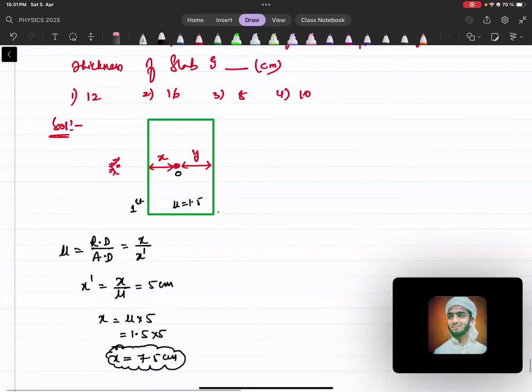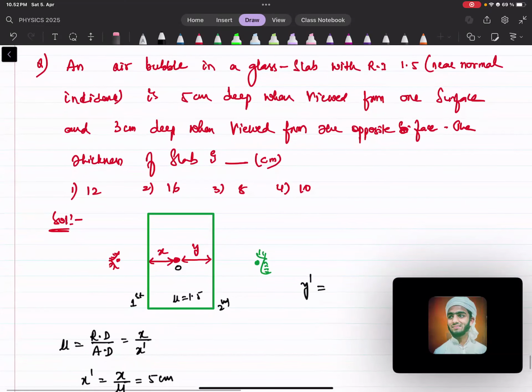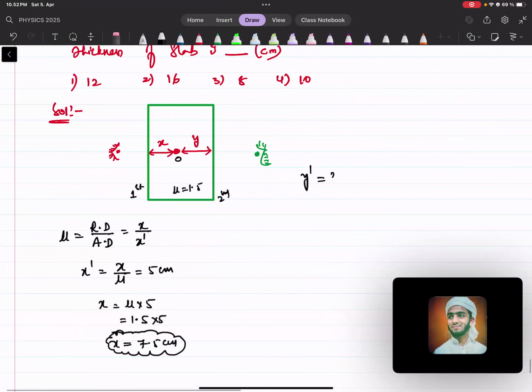Now, second side, second surface. If I'm viewing from this side, this is my eye now. Now, in that case, what will be the refractive index? Y dash is equal to how much has he given in the problem? When viewed from the other side, it is 3 centimeters deep. This is 3 centimeters. Again, same formula.